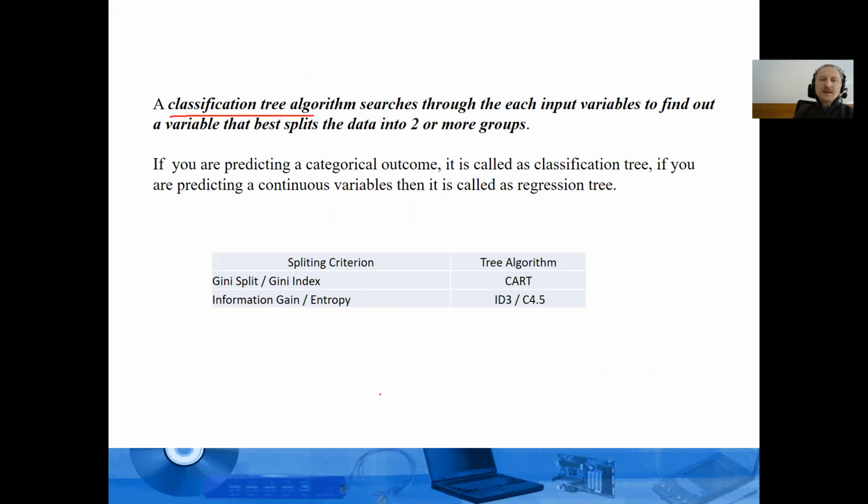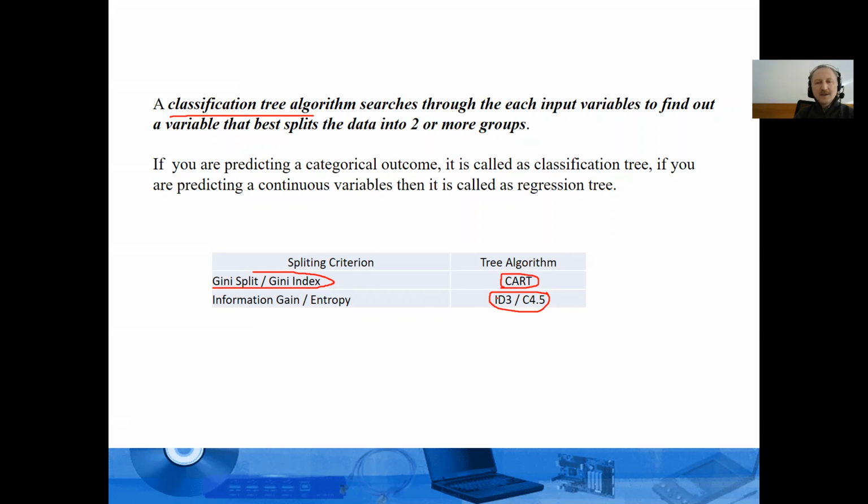So how does the decision tree decide this best splitting node? By using some measurement. For example, there are several decision tree algorithms. One of them is CART, for example. One of them is ID3, one of them is C4.5. They are the famous decision tree algorithm names. If you search for them, you can see a lot of information about these decision tree algorithms.